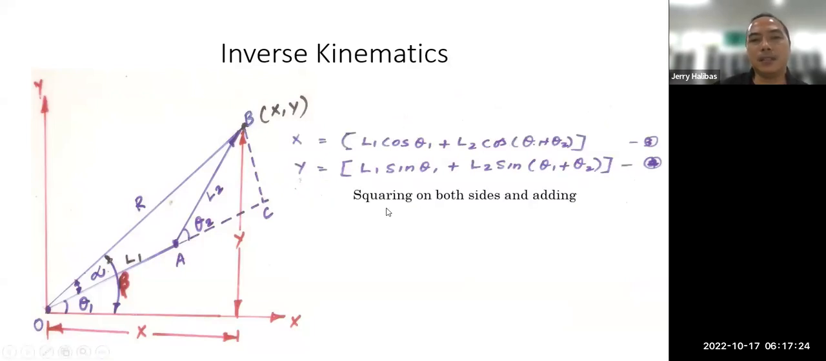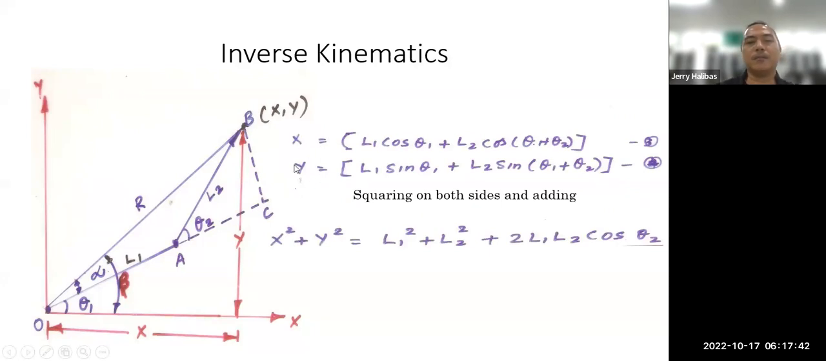Then, one of the methods is we're going to square both sides of equations 3 and 4. Because you square them then add them later. When you square x, this is x squared. The square of y is y squared. The total is x squared plus y squared. On the other hand, the right side of the equation, you square them, then add. Then this is now the simplified result.